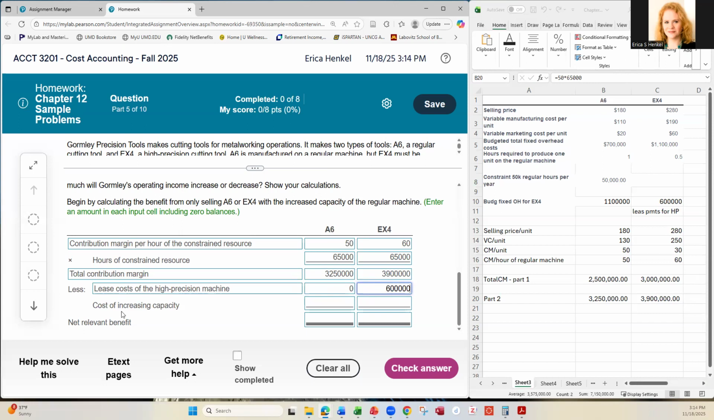Also, we have a cost associated with increasing capacity. That will happen with both of these, right? That happens either way if we're going up the additional 15,000. So we're going to take this minus 300,000 and minus 900,000.